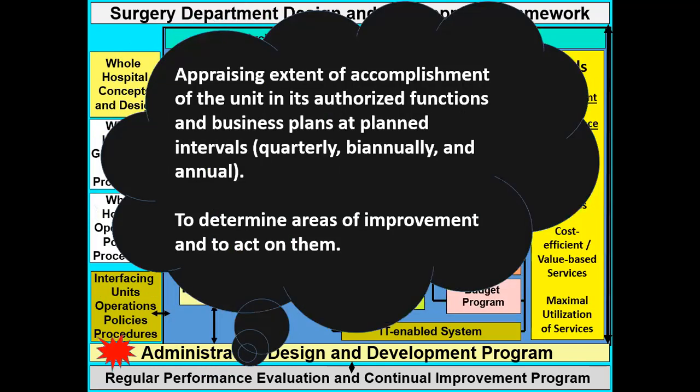Regular performance evaluation and continual improvement program. This must always be present, but which is not regularly done. There must be a document that shows the program to appraise the extent of accomplishment of the unit in its authorized functions and business plans at the very least. Okay. At planned intervals, for example, quarterly, biannually, or annually, and then also to determine the areas of improvement and to act on them.